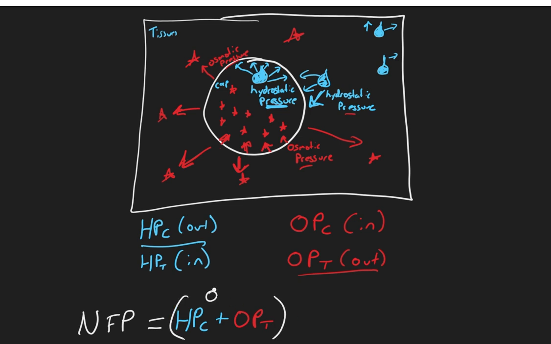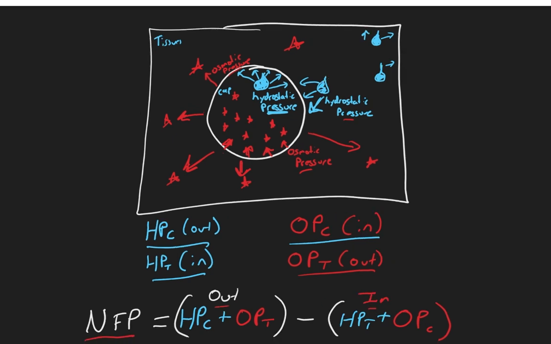So this is out. Then we take and we subtract our inward pressures, which is the hydrostatic pressure of the tissues plus the osmotic pressure of the capillaries. Okay, so these are inward pressures. So we have out minus in, and that is equal to our net filtration pressure.